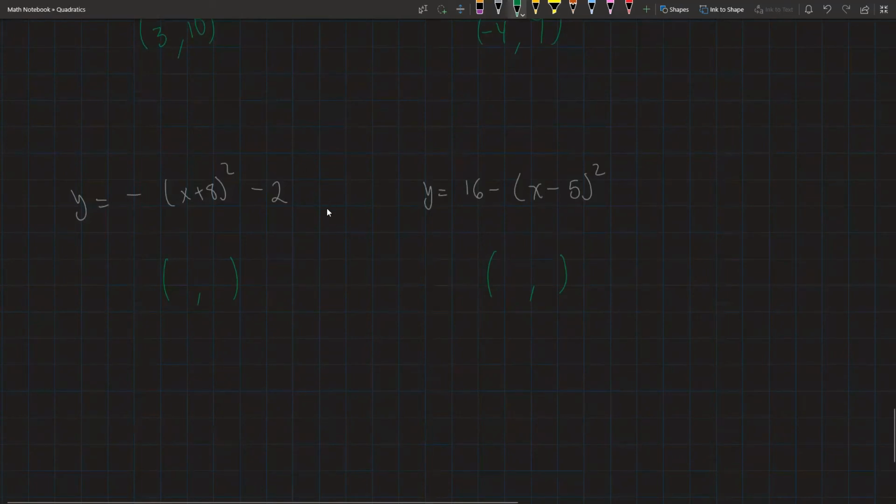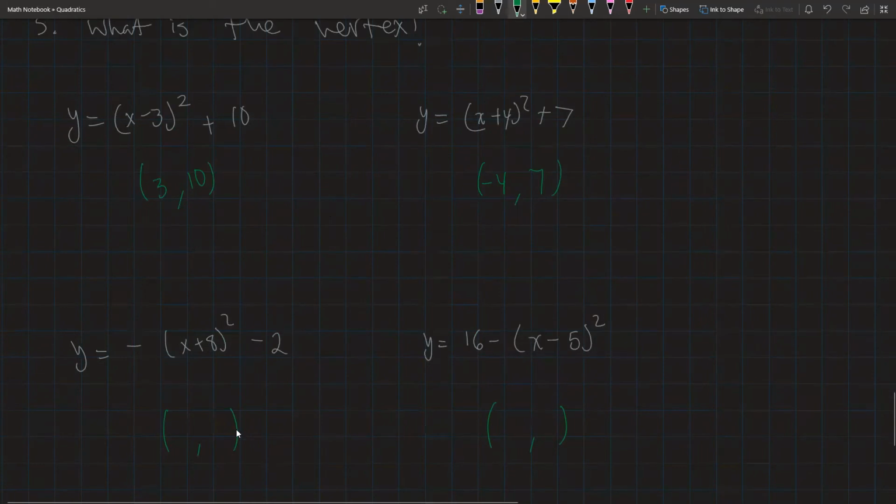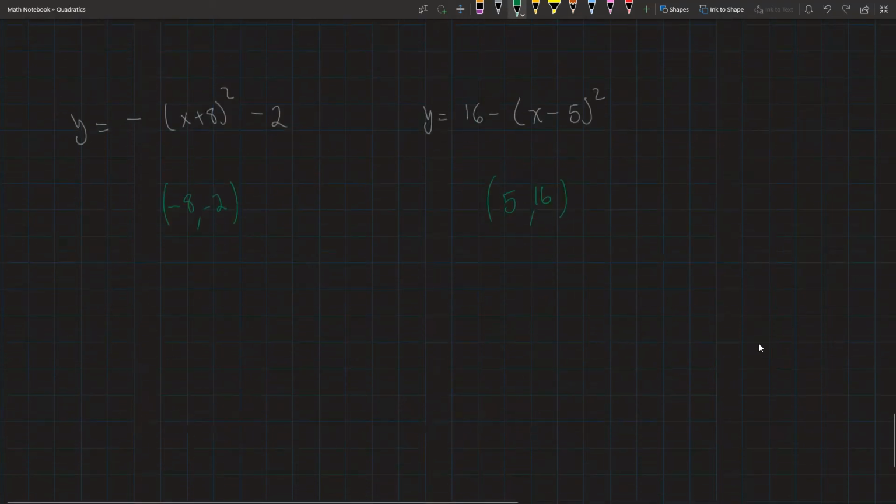What's the vertex for this one? Let's give you some thinking time if you haven't looked at it. I don't know if I blocked it. There we go. What's the vertex for this one? It is -8, -2. And what's the vertex for this one? I'll give you a little more time for that one. It is 5 comma 16, all right? Remember that it's whenever the something inside is 0, you have to take the opposite of those, and the Y value is usually the same.